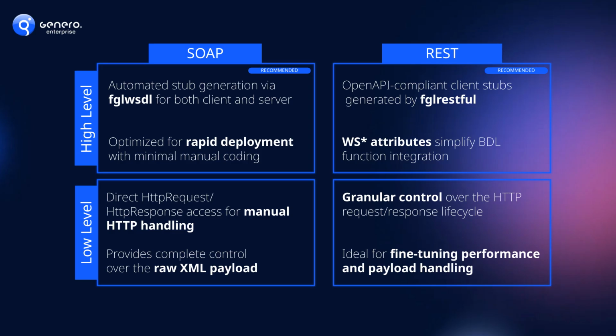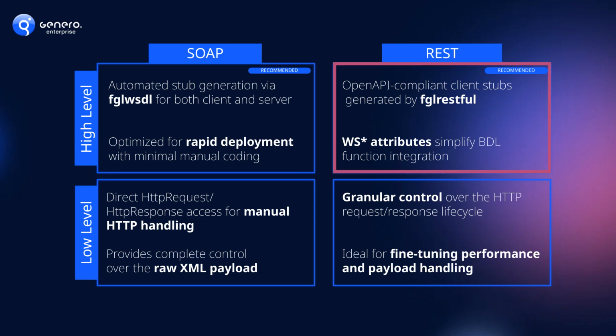You have just seen REST in action, but REST is only one side of the story. Genero Web Services also supports SOAP. If a provider gives you a WSDL file, they're using SOAP. No WSDL? It's likely REST. Starting with the high-level framework for SOAP, a tool called FGL WSDL automatically generates stubs for both client and server, so you can get up and running with minimal manual coding.